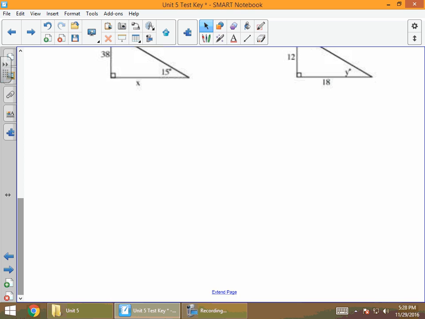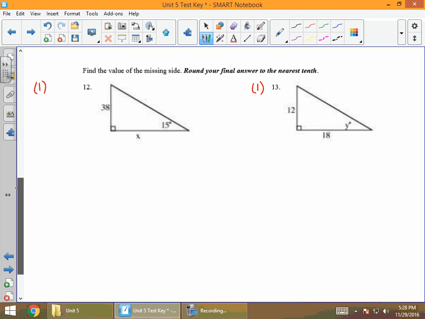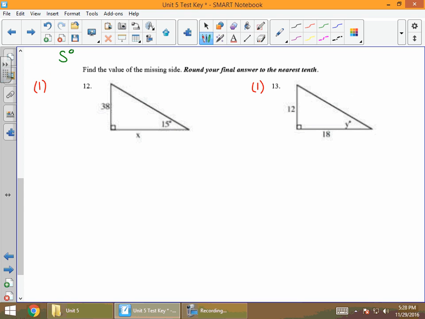All right, numbers 12 and 13, these are a point apiece. Question 12 is 1, question 13 is 1. And these are both SOHCAHTOA problems. So SOHCAHTOA.